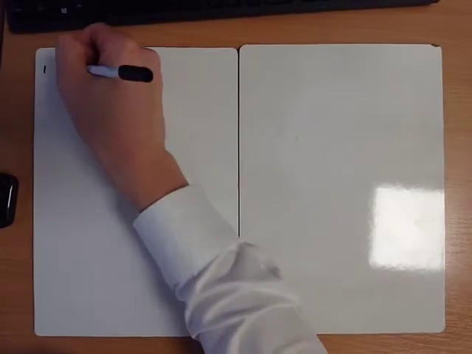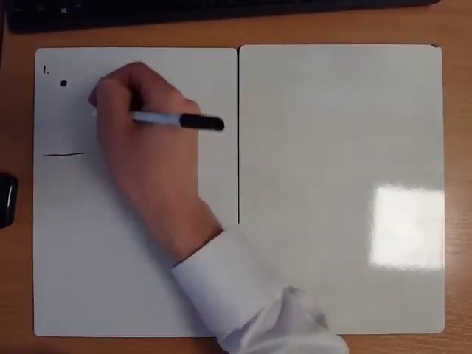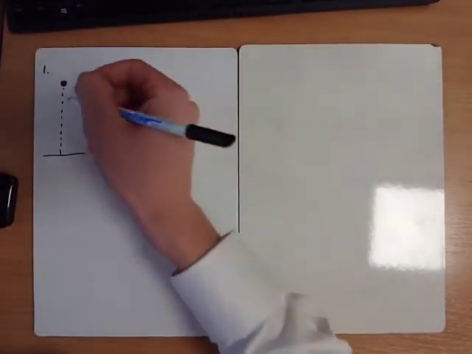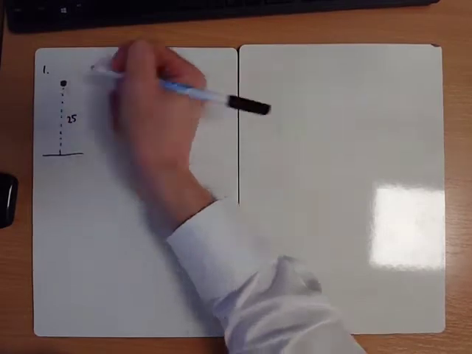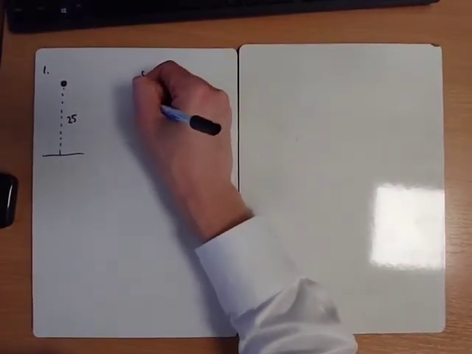Okay, first question says a small stone is dropped from a height of 25 metres above the ground. You want to start with a diagram with these questions. Well, pretty much every question in mechanics. So this stone is dropped from a height of 25 metres. Also set out SUVAT and think about what we know.